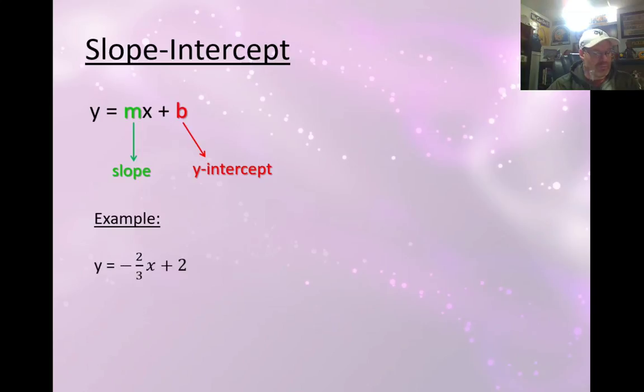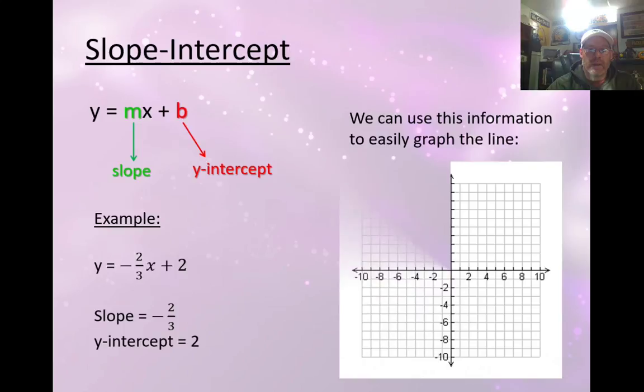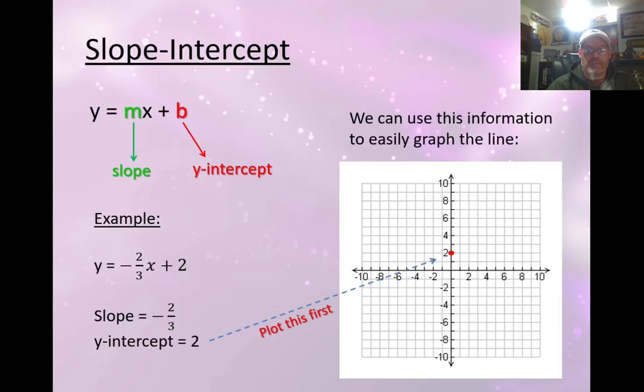All right, this one is already in slope-intercept form. y equals -2/3 x plus 2. Our slope is -2/3. Our y-intercept is at 2. That's all we need in order to graph that equation. And the way you do it is you start with the y-intercept, put a point in that spot, and from that spot, use your slope.